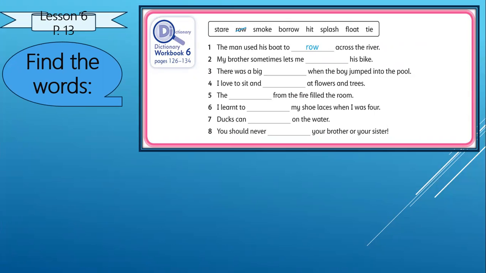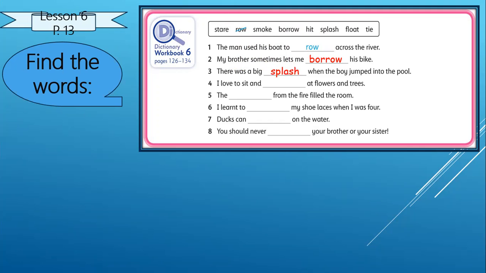Number 1, it's given already. The man used his boat to row across the river. Number 2, my brother sometimes lets me what his bike? Very good. Lets me borrow his bike. That's good. Number 3, there was a big what when the boy jumped into the pool? When someone or something hits the water, what happened? Yes, there was a big splash.